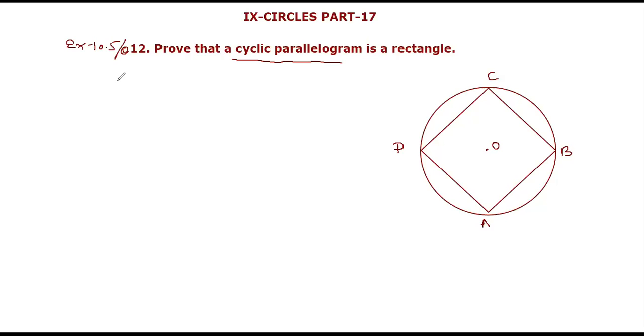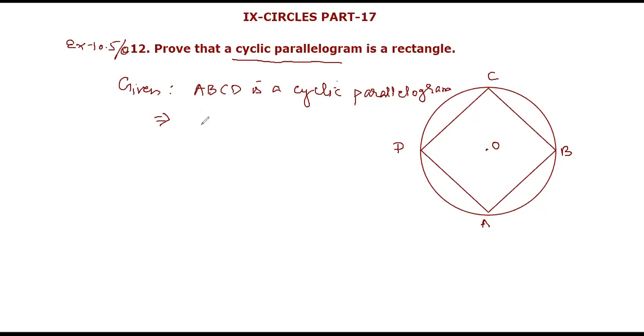Okay. So we are given that ABCD is a cyclic parallelogram. That means when it is a parallelogram, already given, it will follow the properties of a parallelogram, or the properties of the cyclic parallelogram.